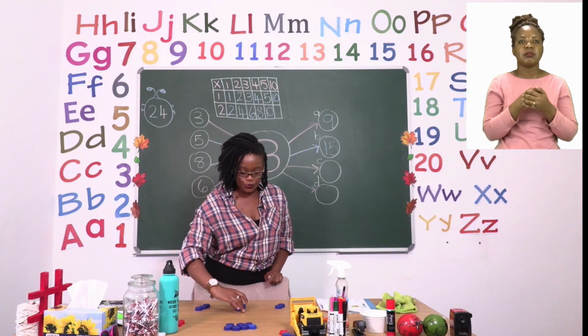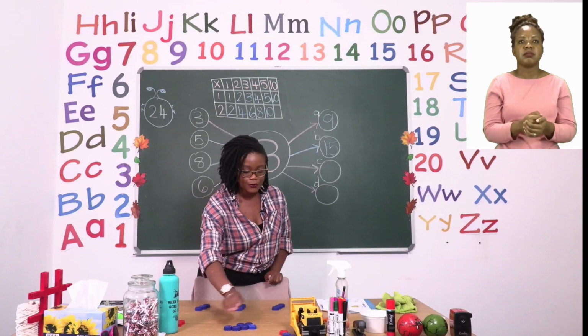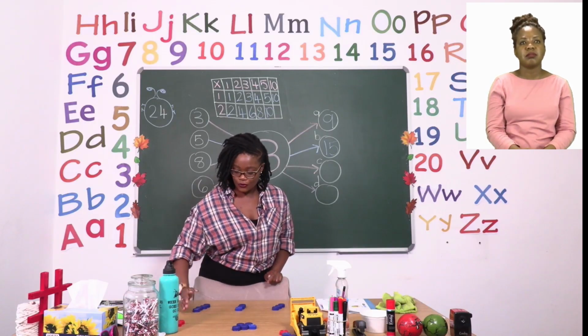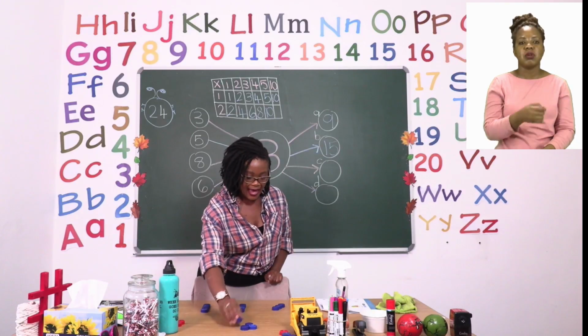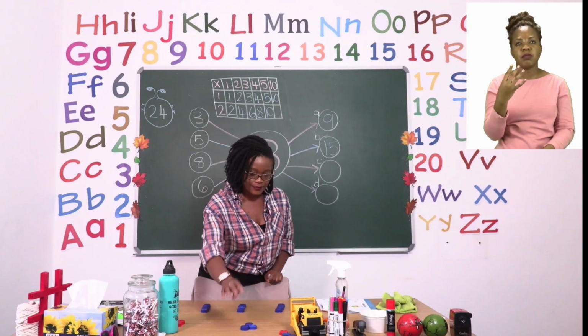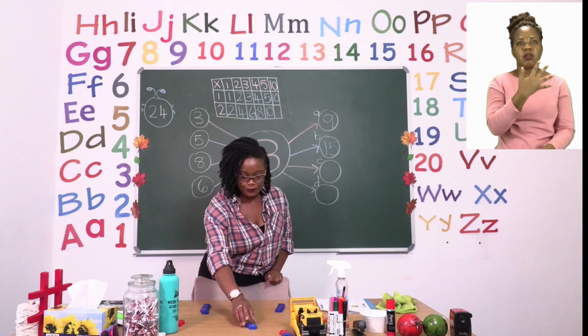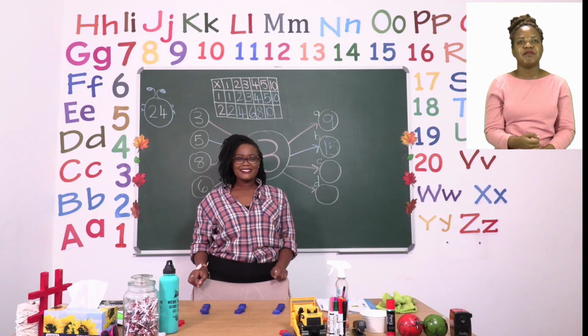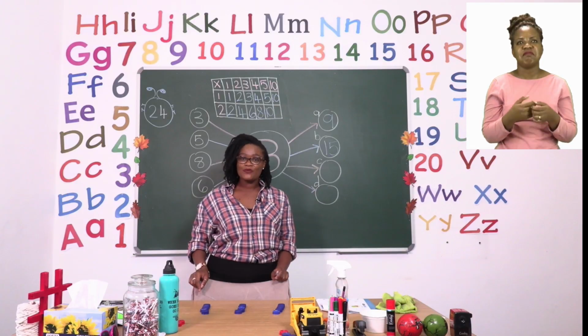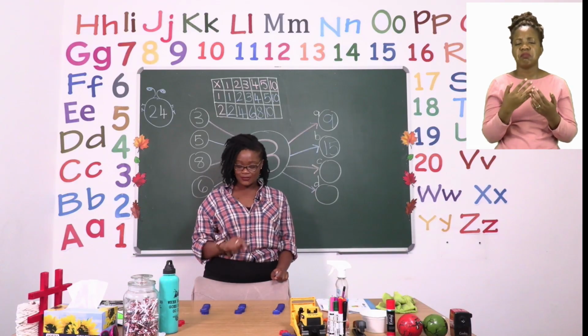3 for you, 3 for you, 3 for you. 4 for you, 4 for you, and 4 for you. 5 for you, 5 for you, and 5 for you. It seems like each group has 5, but just to be sure, let's count.